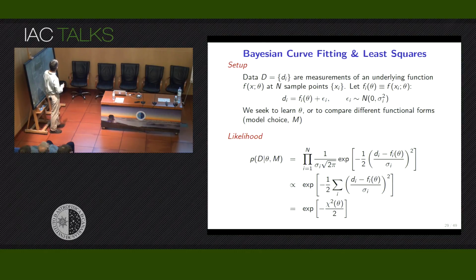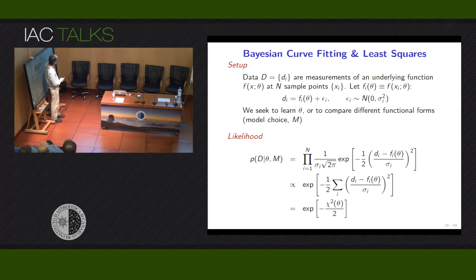So suppose your data are measurements not of a constant now, but of some underlying function at some sample points x, and the function depends on some unknown parameters theta. I'm letting f sub i be the value of the function at the location of the ith datum. So our data are just the function plus some additive noise, and we'll now let the noise have a different standard deviation for each sample. And we'd like to learn about theta or compare different models.